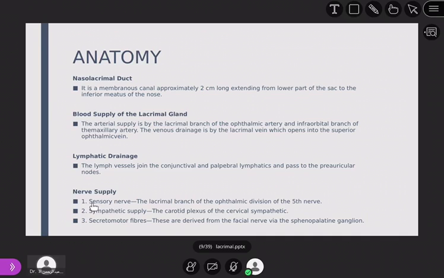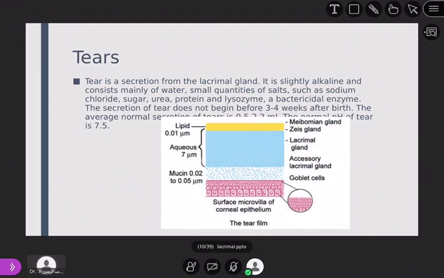Nerve supply: we have the sensory nerve, the lacrimal branch of the ophthalmic division of the fifth, the trigeminal. Then we have the sympathetic supply, the carotid plexus of the cervical sympathetic. Then we have the secretomotor fibers. These are derived from the facial nerve via the sphenopalatine ganglion.